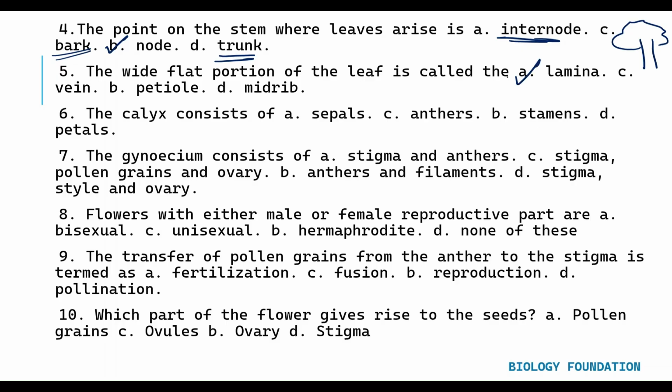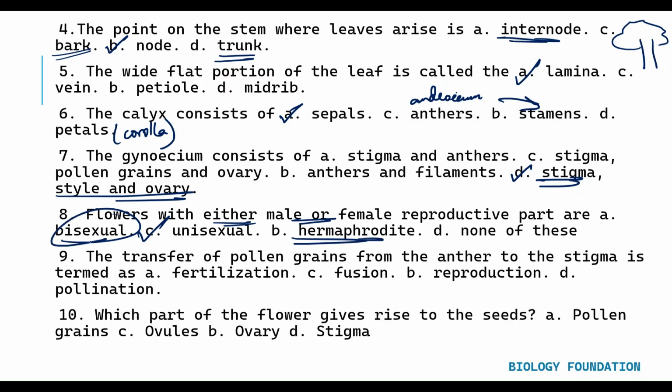The calyx consists of sepals. Corolla consists of petals. Okay, and androecium consists of anther or the stamens. The gynoecium consists of stigma, style, and ovary. Flowers with either male or female, either or, that means any one of it, they are called unisexual flowers. If both are there, then you can use the term bisexual, hermaphrodite. Both mean the same, bisexual and hermaphrodite. Okay. Transfer of pollen grains from anther to the stigma is called pollination.